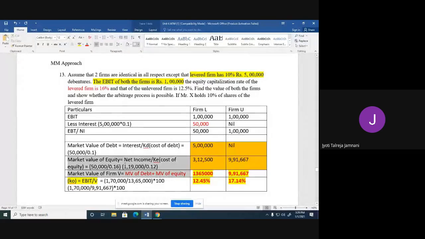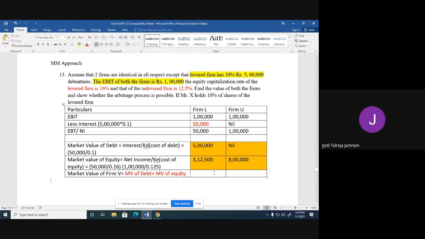And for the unlevered firm, the net income is 1 lakh, divided by the equity capitalization, which is 12.5%. You can see here the unlevered firm cost of equity is 0.125. So 1 lakh divided by 0.125, you will get 8 lakhs. So market value of firm: 5 lakh plus 3,12,500, you will get 8,12,500, and for the unlevered firm it is 8 lakh.